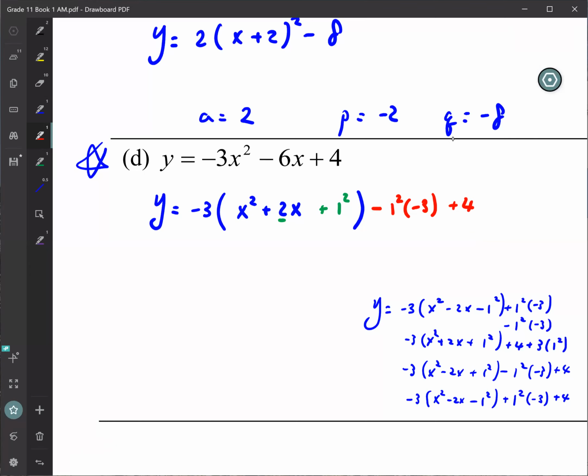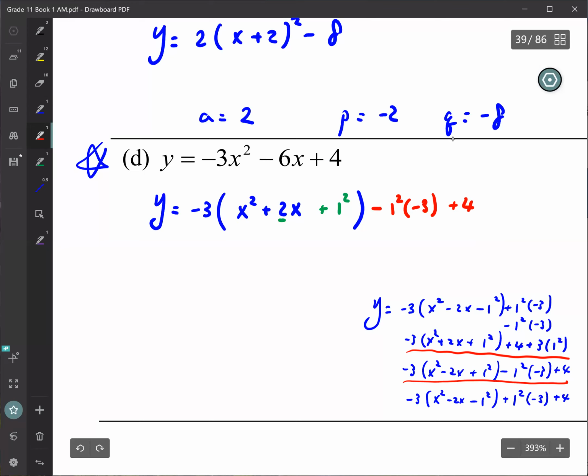So let's see, I think we have a correct answer here. Not really 100%. I think the closest one, maybe this one. Yeah, this one is pretty close. It's just missing the sign, this sign. So after this, you write out the form -3(x plus b), and then simplify everything at the back.